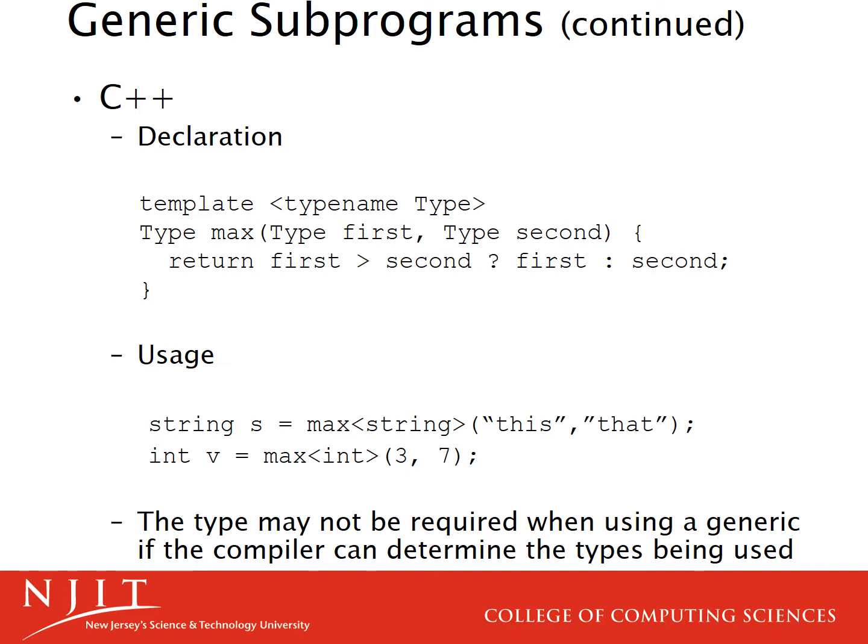Depending on the compiler, depending on what's going on, the compiler might be able to determine what the parameter is without actually requiring you to specify the type. So there may be circumstances where the template parameter inside the angle brackets is not required because the compiler can figure it out from context.